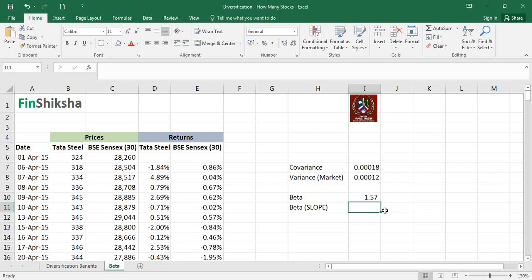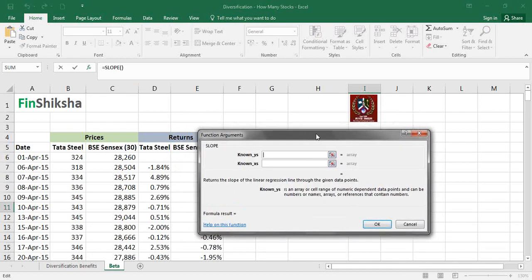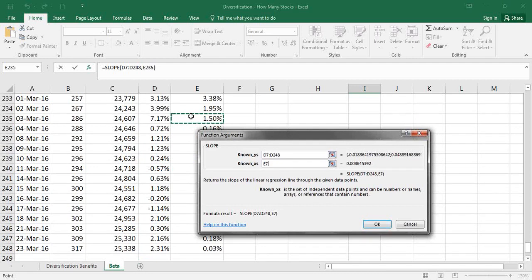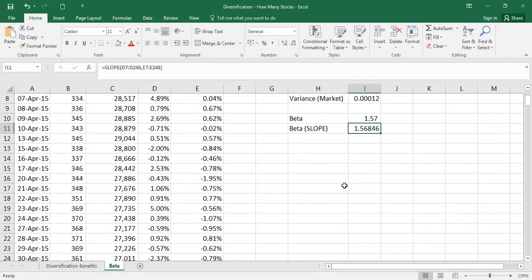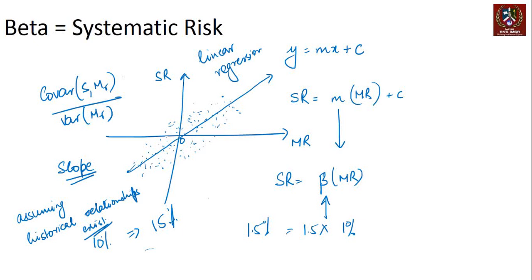Now, if for some reason you don't remember this formula of covariance by variance, remember, we are drawing a line and we can just use the function SLOPE. It asks for two arguments, known y's and known x's. Our equation said y equals mx plus c. Y will be the stock return, so the stock's returns are y and the market returns are x. If you click on this, you will find the same value of beta coming out of this function as well. Even if you do a linear regression of these two, which can be done using some tools in Excel, you will get the same value. What does it mean? It means that if historical relationships exist in future, the Tata Steel stock will move 1.57 times that of the market move, right?